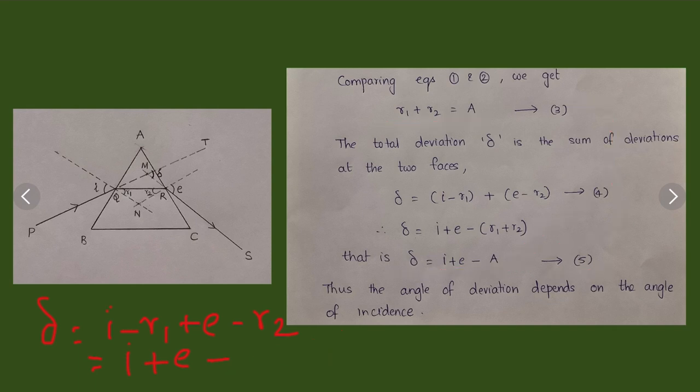I'll delete all these marks so that you can see the clear notes. After the video, you can write these notes. It is neatly written. So let us continue. Delta is equal to I plus E minus A, which is equation number 5. Thus, the angle of deviation depends on the angle of incidence.